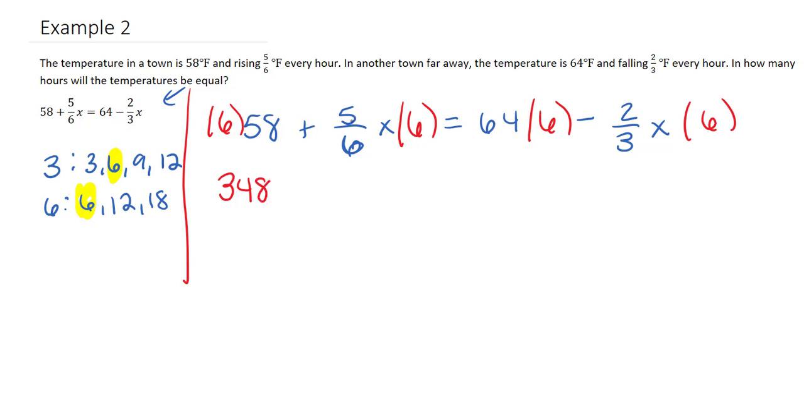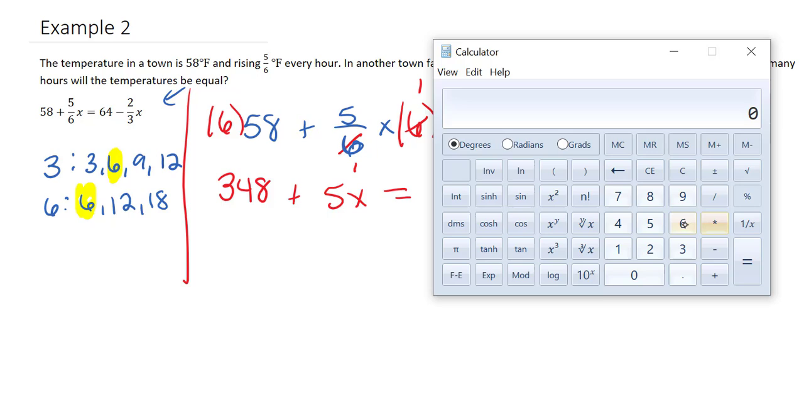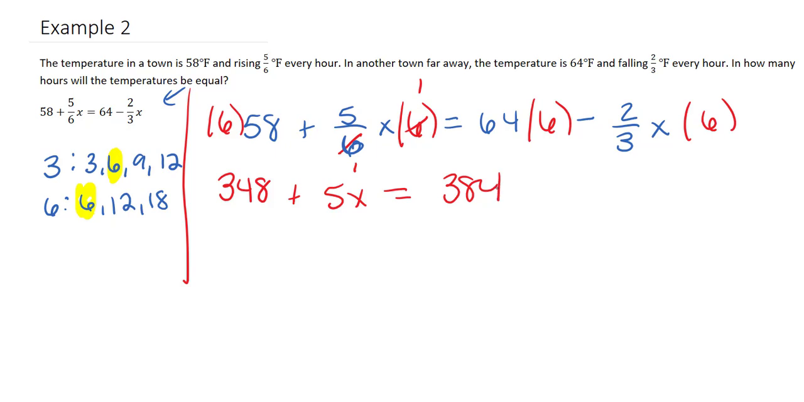348. Well, 6 times 5/6, this 6 over 6 is just 1. So then we're left with 5 times 1, so that's just 5x. Then we have 64 times 6. 384. Then we have this 2/3 times the 6. Well, 3 divided by 3 is 1. 6 divided by 3 is 2. Then we're left with this 2 times this 2. So that's minus 4x. And then we just have our x.